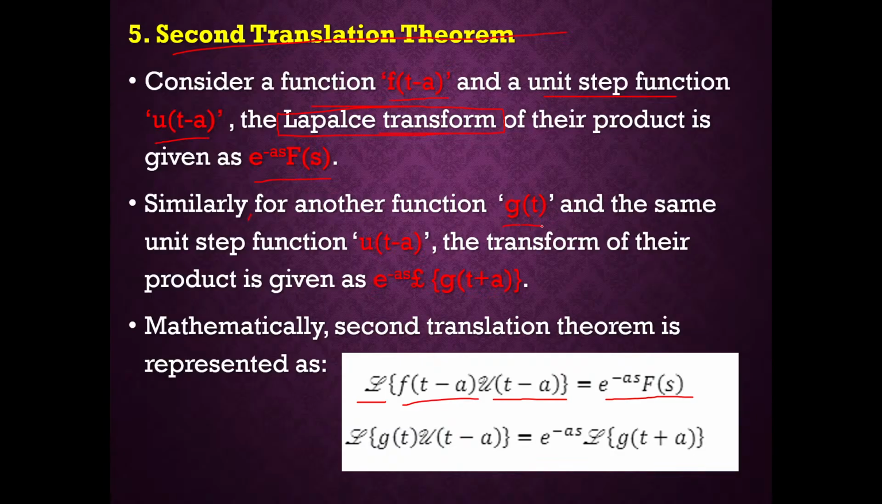Similarly, if you have another function g of t and a unit step function u of t minus a, and if you multiply these two, you will get e power minus as Laplace of g of t plus a. So see here, Laplace of g of t, u of t minus a. If you remember, I have already told you, if there is a unit step function, you will get an exponential term in the Laplace form. So e power minus as Laplace of g of t plus a, you will get.